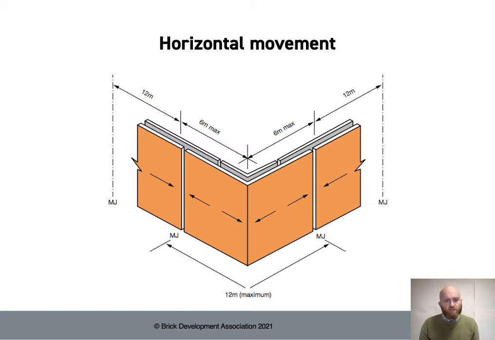If you imagine a straight run of brickwork, that brickwork can expand in either direction. When you introduce a corner, you effectively introduce a fixed point within that panel of brickwork. So the expansion is halved. If you have a corner, you're always within 6 meters of that corner, so you never have more than a 12-meter run of brickwork around a corner.